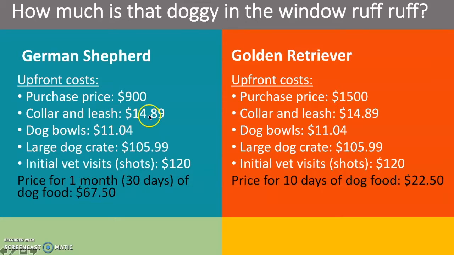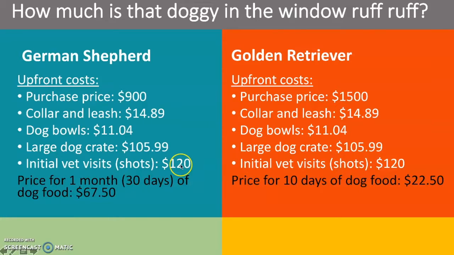I chose the same price for the collar and the leash, because when I looked up golden retrievers and German shepherds, they were similar in their weights. So I thought, these dogs are pretty similar in size, so they're gonna have probably the same size dog bowls, and they're both gonna need a large dog crate.